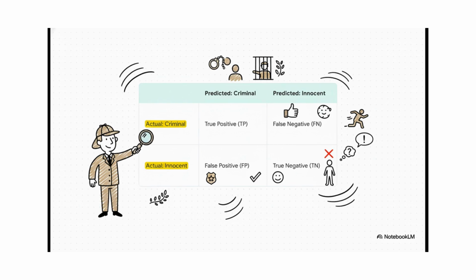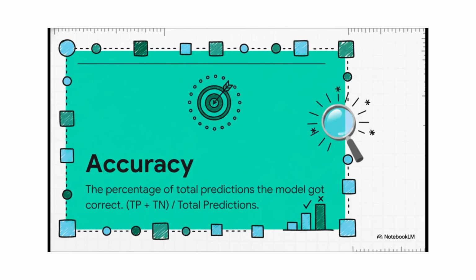You've got a true positive. Our detective correctly points out a criminal. Awesome. A true negative. They correctly clear an innocent person. Also great. But then you have the mistakes. A false positive. They accuse an innocent person. That's bad. And a false negative. They miss a real criminal and let them walk free. That's also very bad.